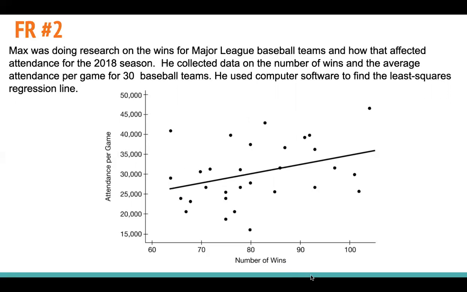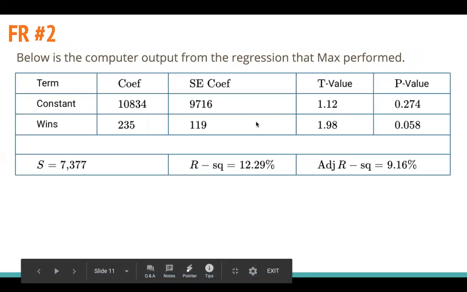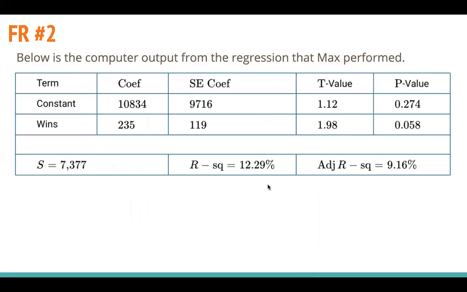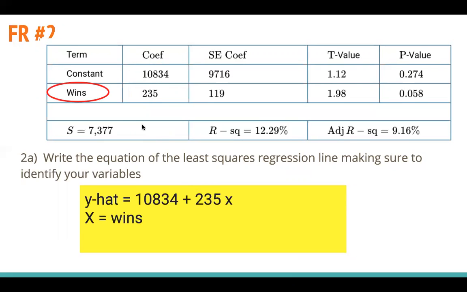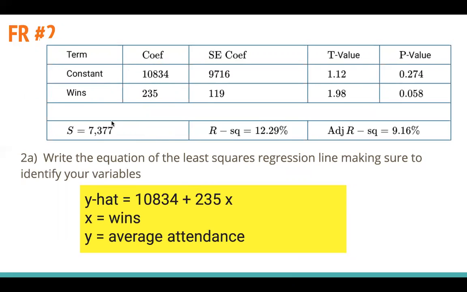All right, so let's take a look. I've got the scatter plot. Here's the regression output. And it says write the equation of the least squares regression line, making sure I identify my variables. So for my least squares regression line, I start in this first column right here. The y hat equals 10,083.4. This is my y-intercept, so that's where I start. Down below it is the slope, plus 235x. So there's my equation. X is my number of wins, that's here on that chart. And y is the average attendance. I get that from the graph.